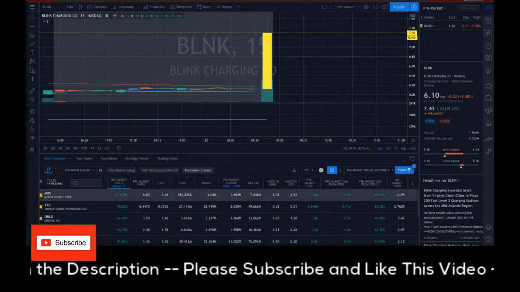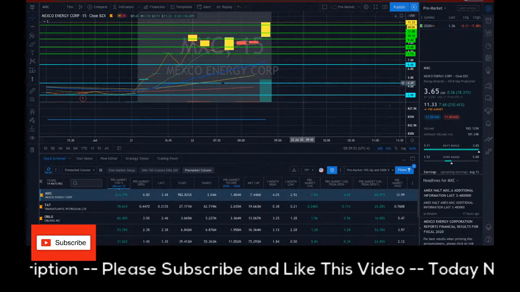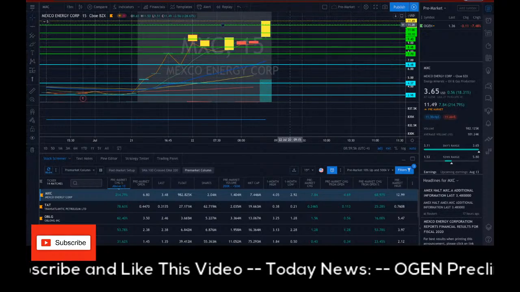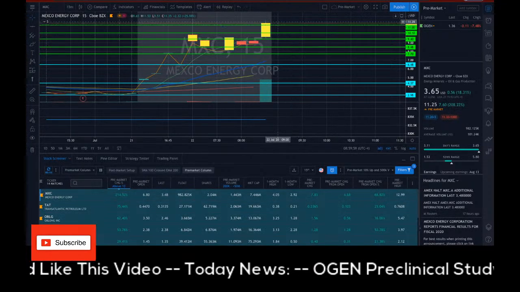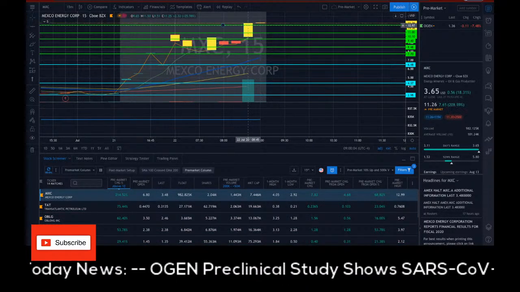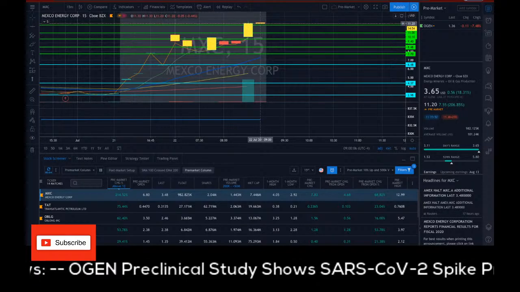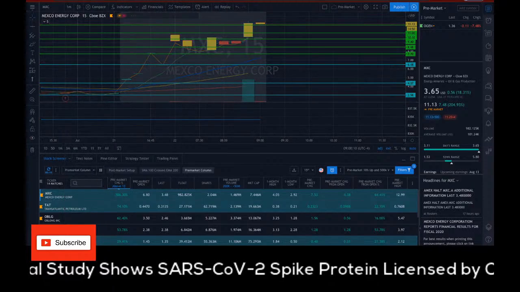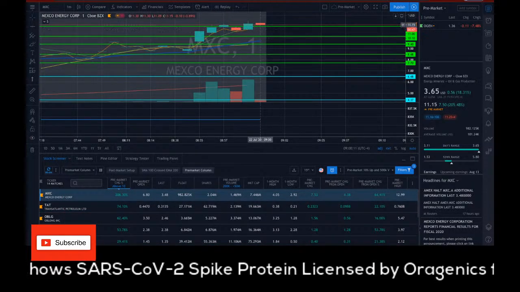MXC. Oh, 200% up. Okay, so it broke that resistance at 11. Yeah, I think Robinhood members are starting to buy in or start selling. Yeah, now I see people are selling now. It's actually high.